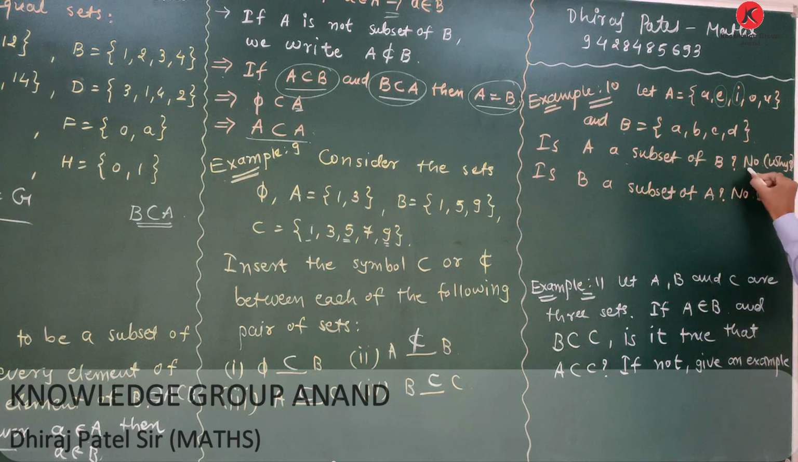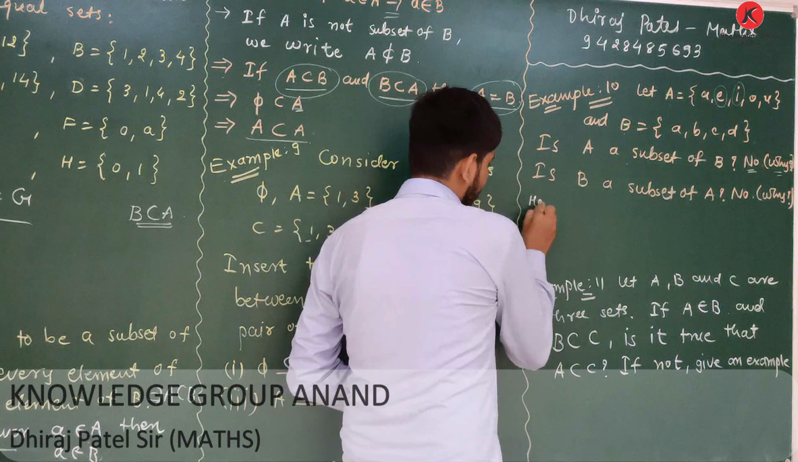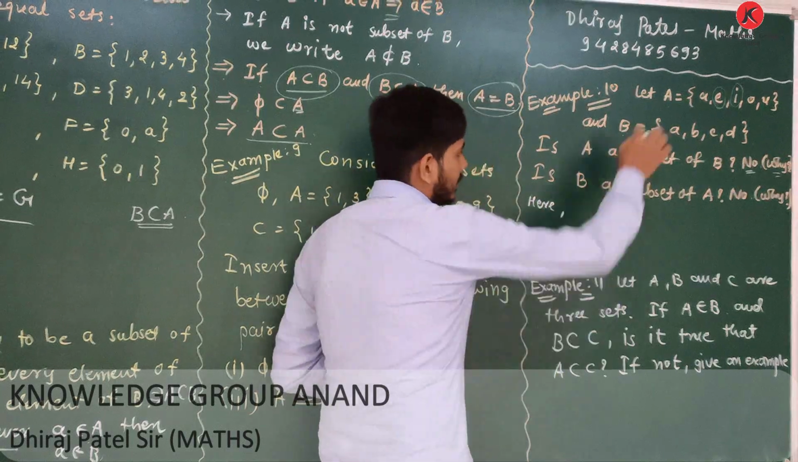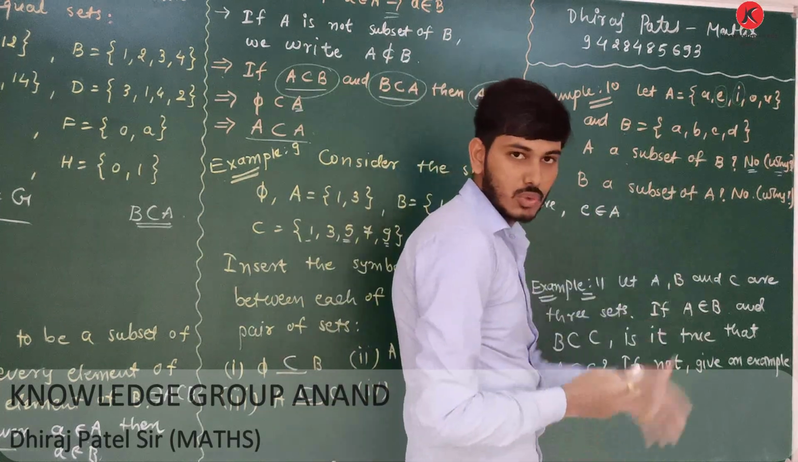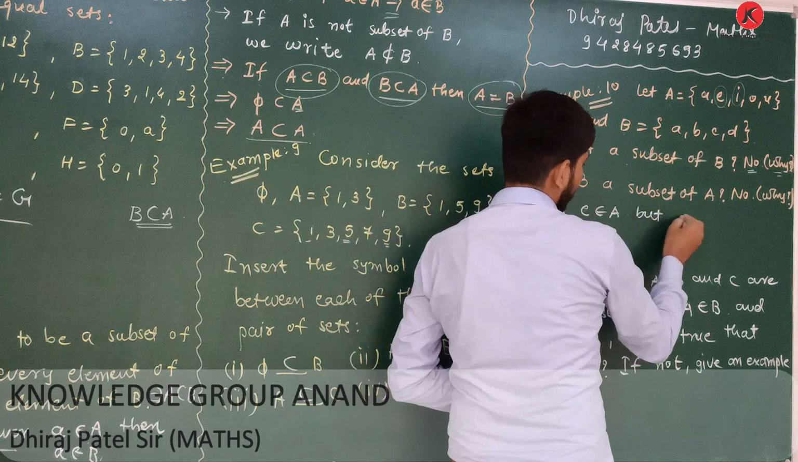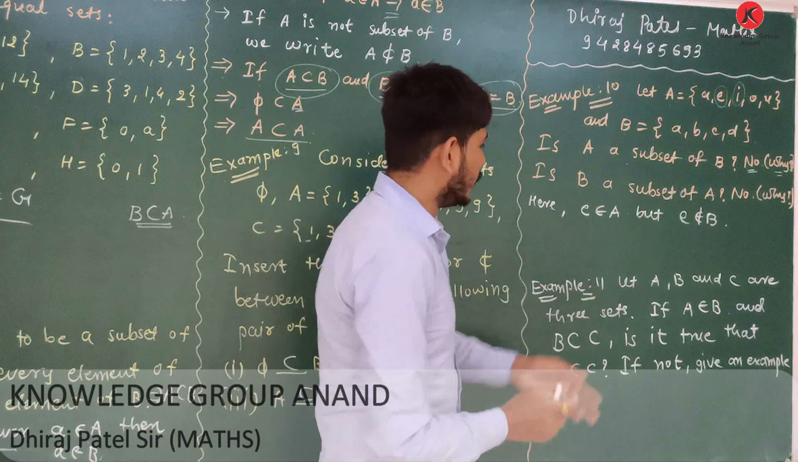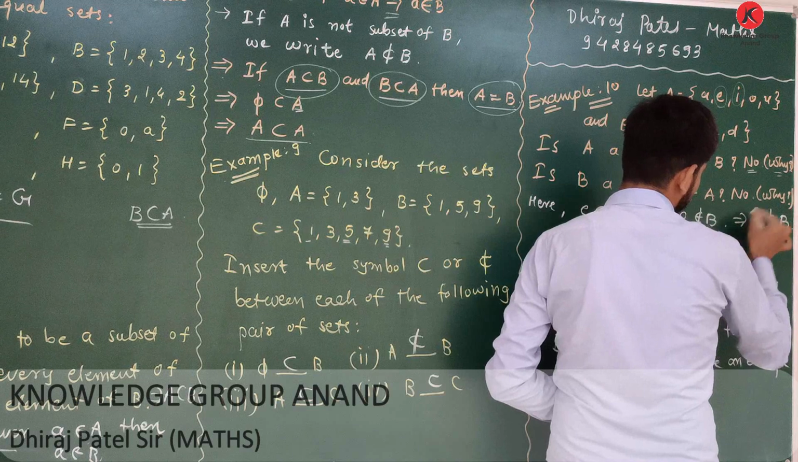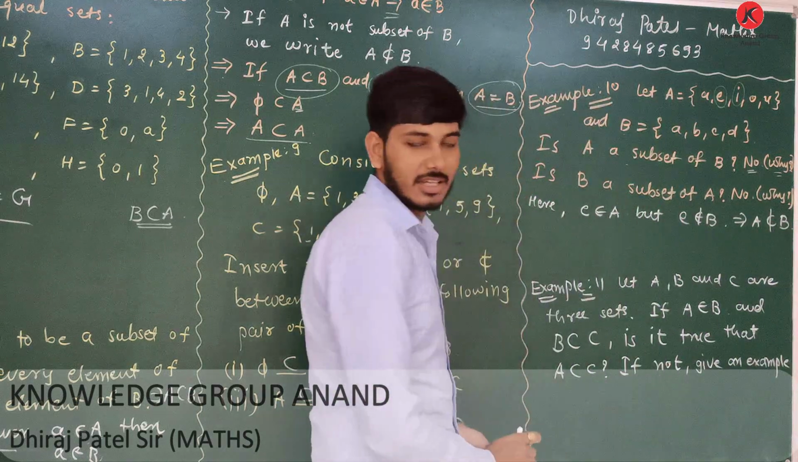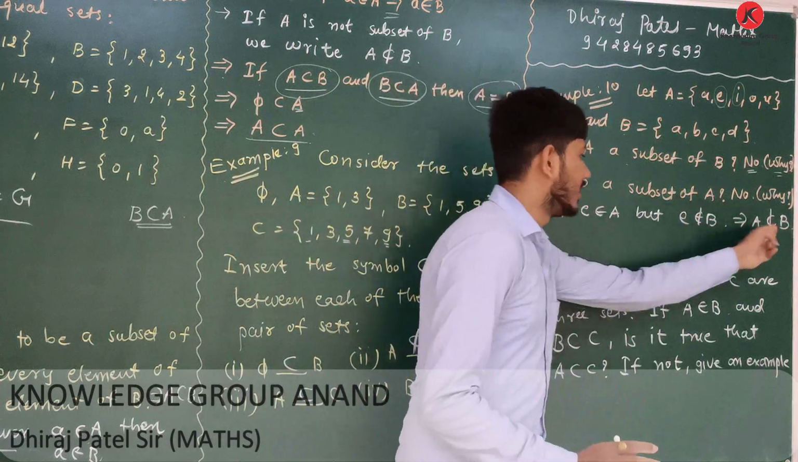If your answer is no, then give the reason, because they are asking why. So here the answer is: E belongs to A, but E does not belong to B. Therefore, A is not a subset of B. This one, then this. If this, then this.